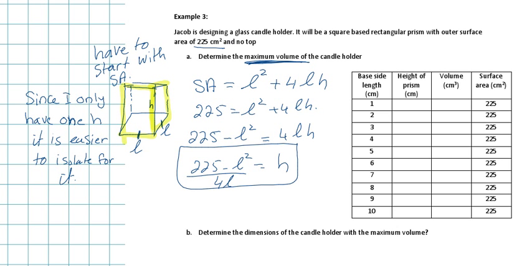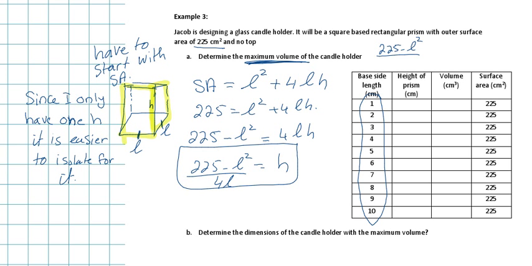Now, if I plug in values for L, I can solve for H. So I pick some values for L, 1 to 10. All we have to do is plug in the values for L here and solve for H. Then I have L and H, and then I can find the volume, and from there I can decide which one would give me the maximum volume.